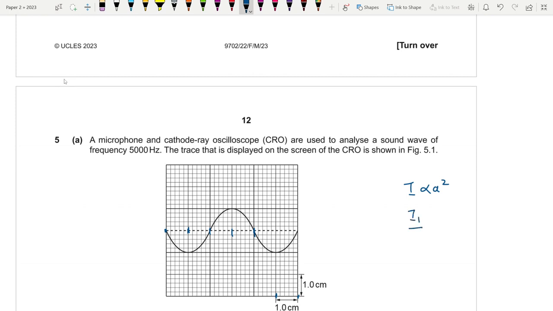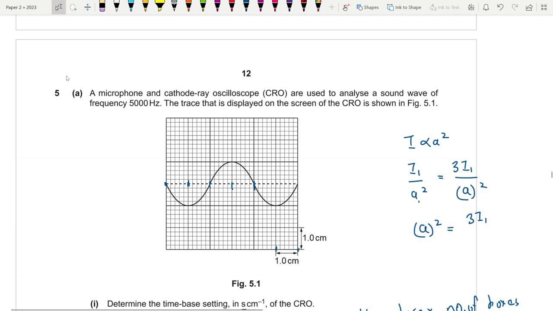So I1 by A1 square is basically equal to the new intensity, which is 3 times I1 by the new amplitude whole square. So the new amplitude whole square is basically equal to 3I1 by I1 times A1 square, which is A square is equal to, we can get rid of this, 3 times A1 whole square. So the new amplitude is root 3A after we apply the root over to both sides. So what's the value of root 3? It's 1.73. Root 3 is 1.73.